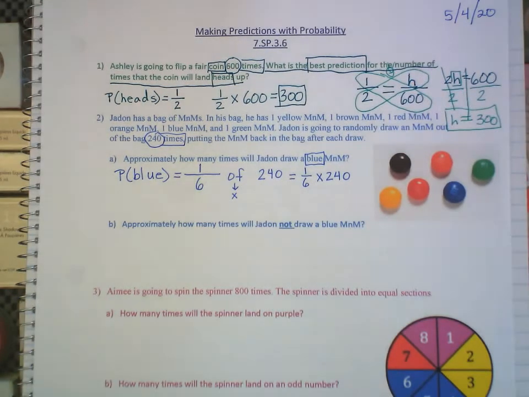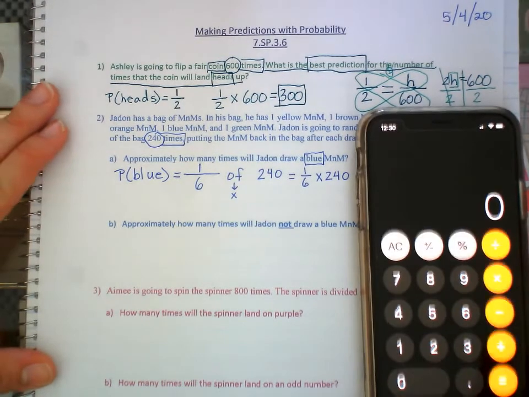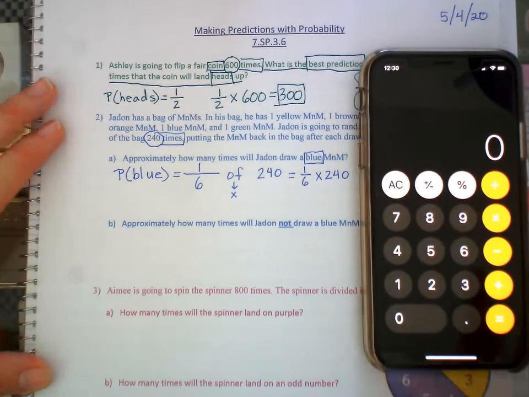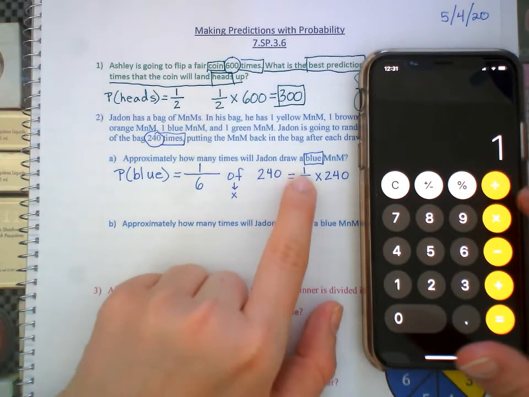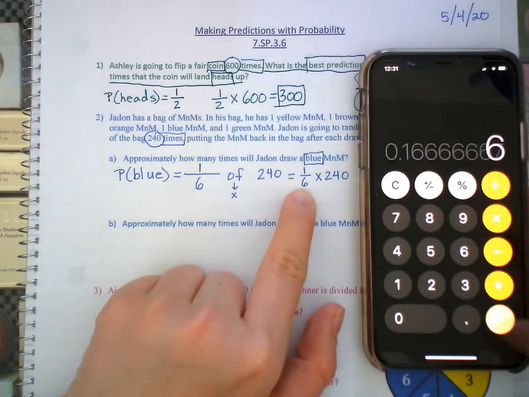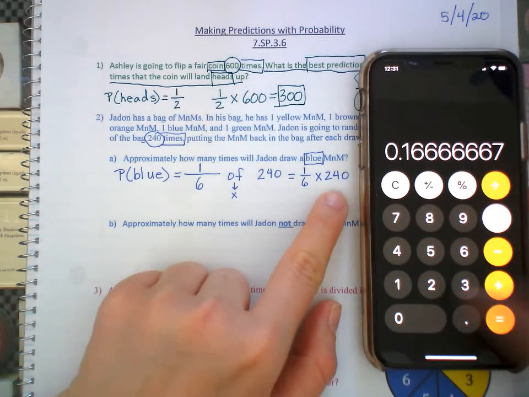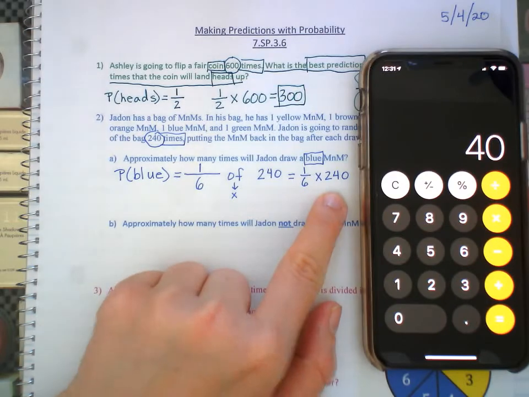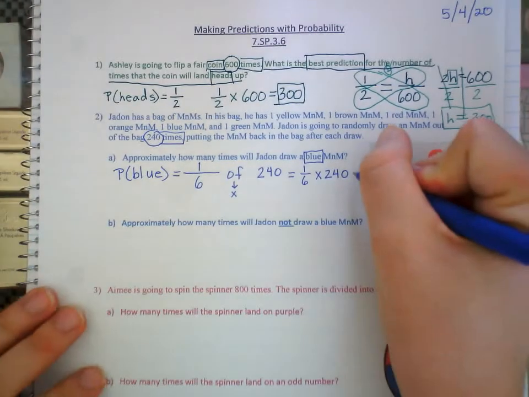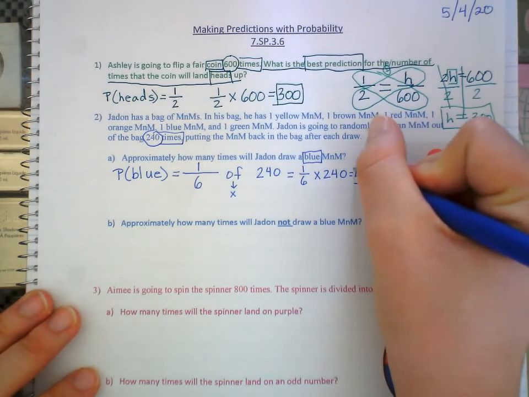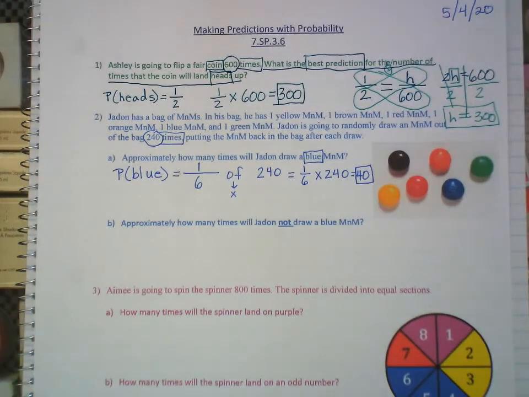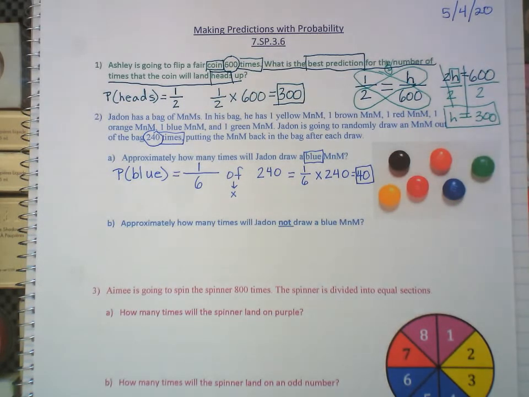I'm going to do it on my cell phone because I know a lot of you guys don't have your calculator at home. So how you do this: 1/6, the fraction bar means divide by 6, times 240 equals 40. So he's going to get blue approximately 40 times. It's not going to be exact, guys. It's going to be close to 40. It might be 37. It might be 44.